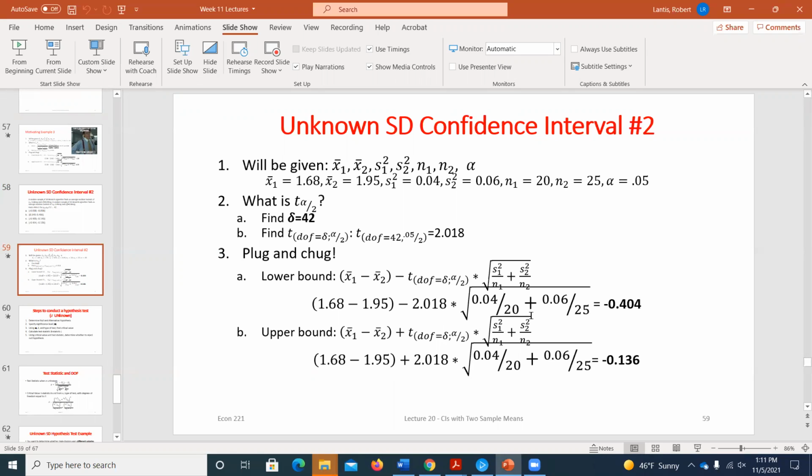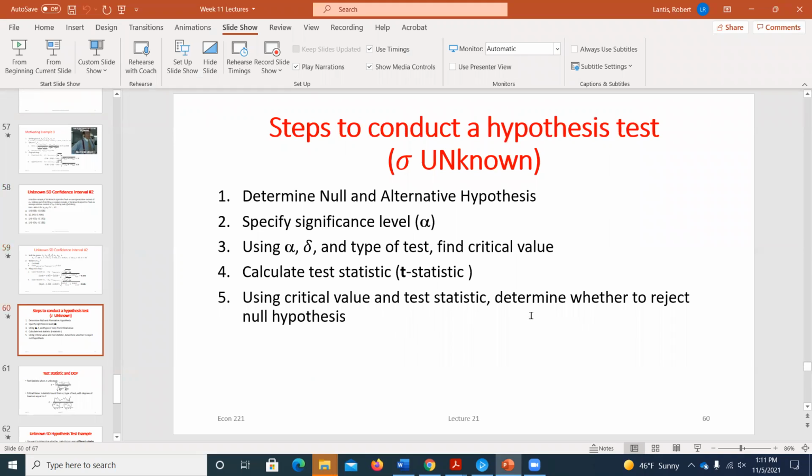Any questions on this? All right, so we'll do a little bit of hypothesis testing here.